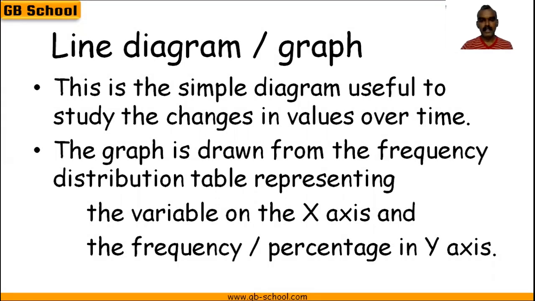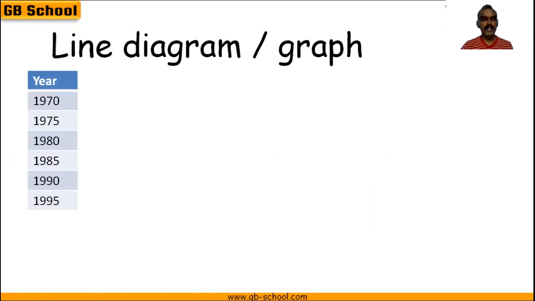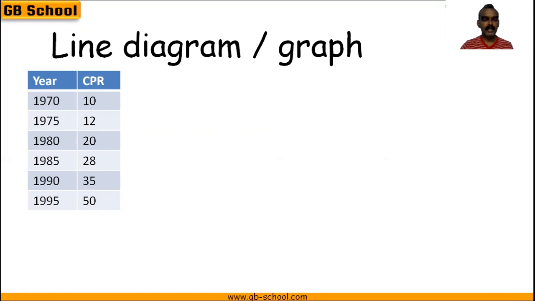Let's go with an example here. This is the frequency distribution table. The first column talks about the year from 1970 to 1995, and the second column talks about CPR. Here CPR is couple protection rate. From this data, we understand that in 1970 the CPR rate is 10, in 75 it is 12, in 80 it is 20, like that. The data is given. This is from the Indian statistics.